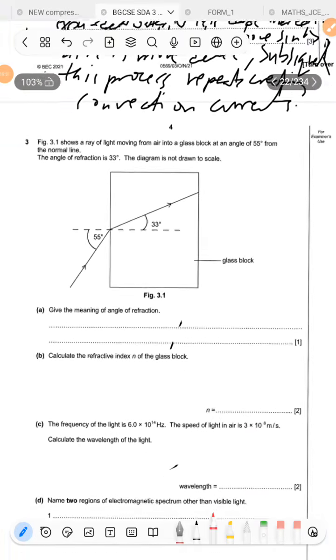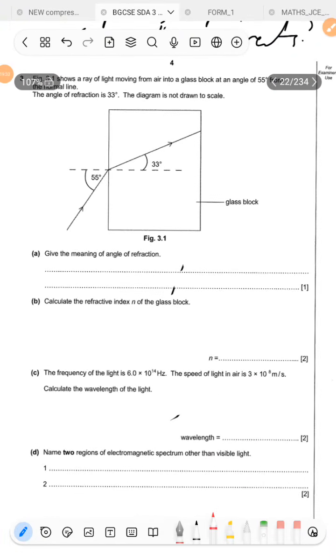Question 3. Figure 3.1 shows a ray of light moving from air into a glass block at an angle of 55 degrees from the normal line. The angle of refraction is 33 degrees. The diagram is not drawn to scale. Give the meaning of angle of refraction. What is angle of refraction?